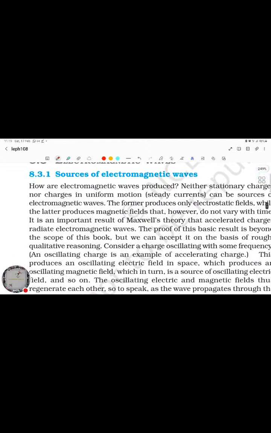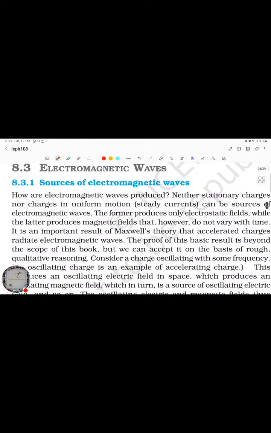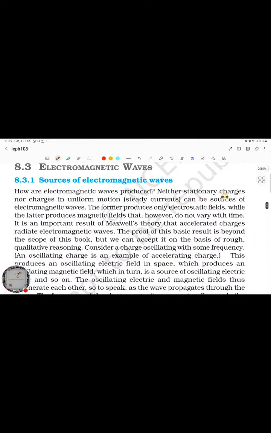Electromagnetic waves, sources of electromagnetic waves. How are electromagnetic waves produced? Neither stationary charges nor charges in uniform motion can be sources of electromagnetic waves.